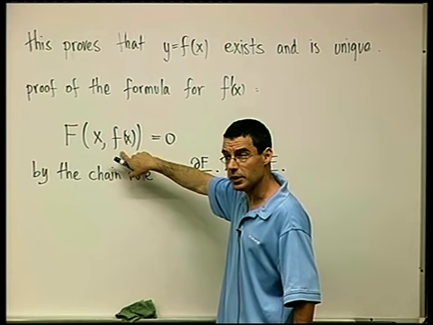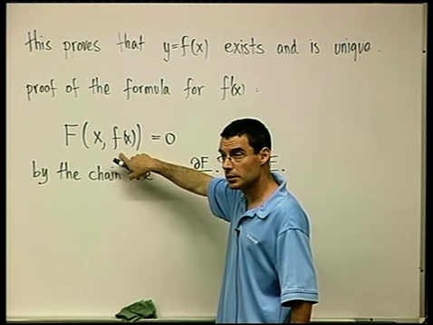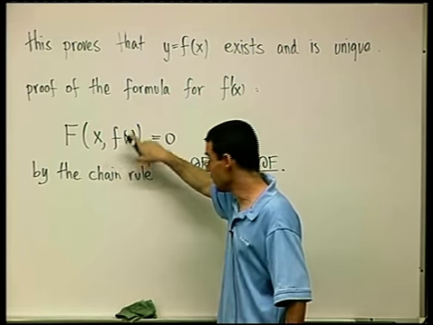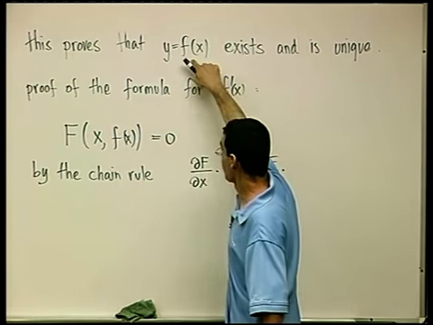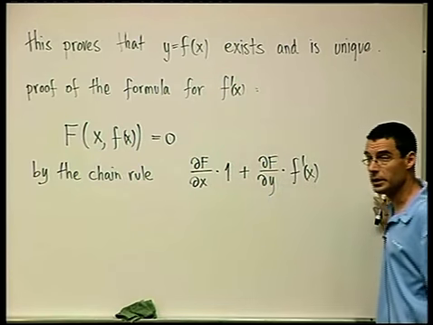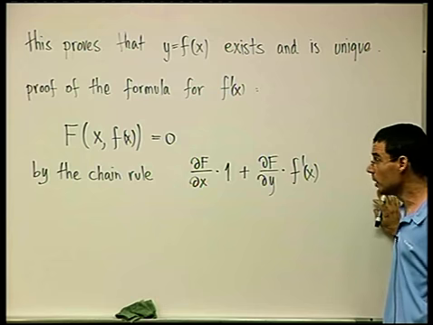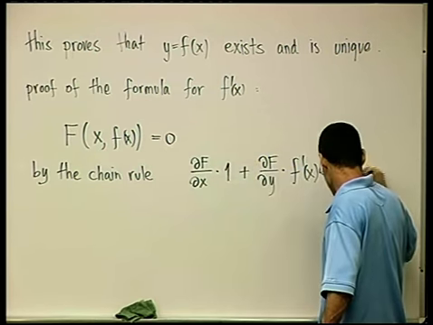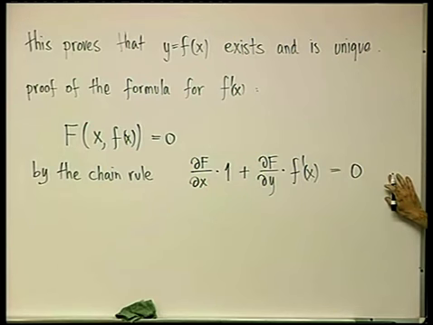What's the inner derivative here? It's just the derivative of little f, right? The derivative of y with respect to x. Do you agree? That's the chain rule. And that has to equal the derivative of this with respect to x, but the derivative of 0 is just 0. Do you agree? Good?